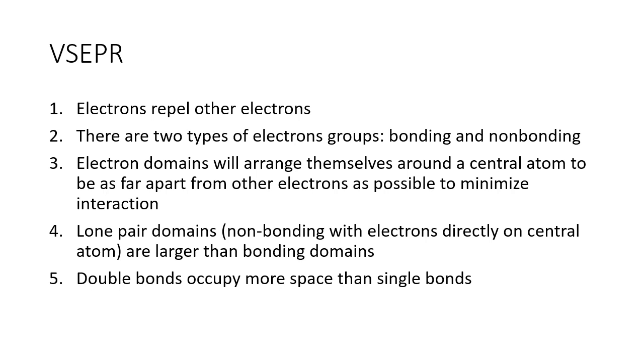Third, electron domains will arrange themselves around a central atom to be as far apart from other electrons as possible in order to minimize the interaction between domains. Now, what am I talking about here? Electron domains are roughly talking about orbitals, where you can fit 2 electrons in an orbital. In an electron domain, you can fit more than 2 electrons. So this is not an exact correlation, but it's the same idea.